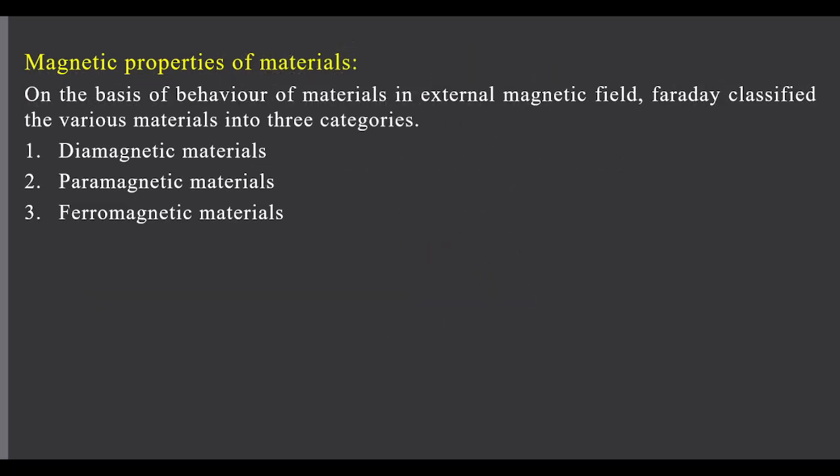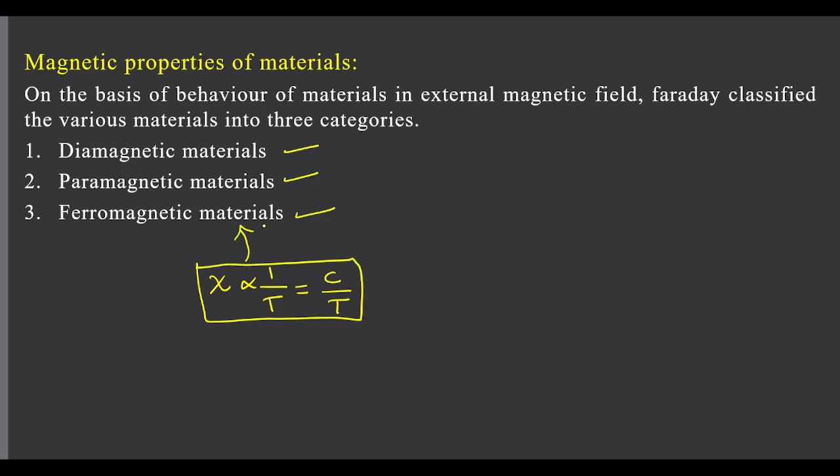Next we have the magnetic materials. Based on this, there is a law called Curie's law. Diamagnetic materials are slightly repelled by a magnet, paramagnetic materials are slightly attracted by a magnet, and ferromagnetic materials are strongly attracted by a magnet. Susceptibility is inversely proportional to temperature. If you remove the proportionality sign, you get a constant called C. This is called Curie's law, which is applicable for ferromagnetic as well as paramagnetic materials. But diamagnetic materials are not dependent on temperature.